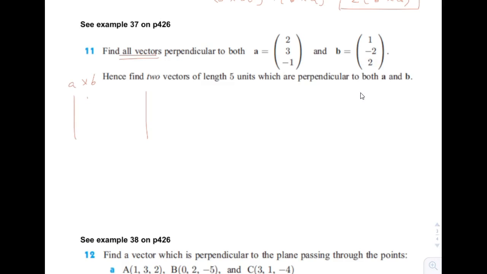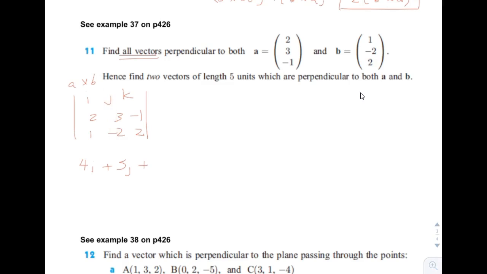So I'm going to take the determinant again. I'm sorry, I'm not putting arrows above these, but 2, 3, negative 1. 1, negative 2, 2. And the first thing I'm going to do is find the I component. The way I find the I component is I find the determinant of the remaining numbers. So that would be 6 minus 2, which would be 4. So 4I. And then I am going to do J, and now I'm going to do 4 minus a negative 1, so that would be 5J.